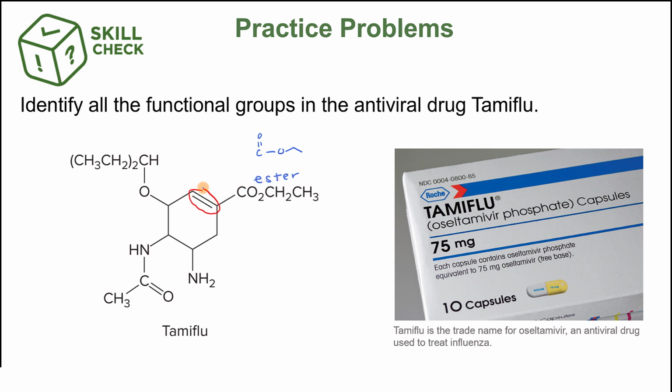Carbon-carbon double bond is an alkene. NH2 is an amine. This guy here, C double bond O to an N, is an amide. And then I have a COC, this is an ether.